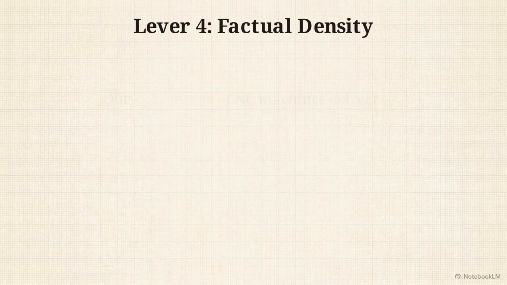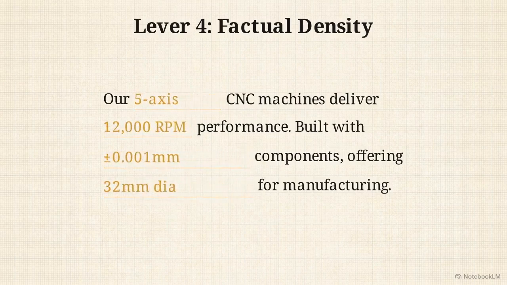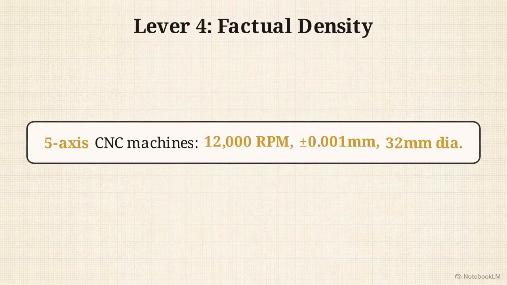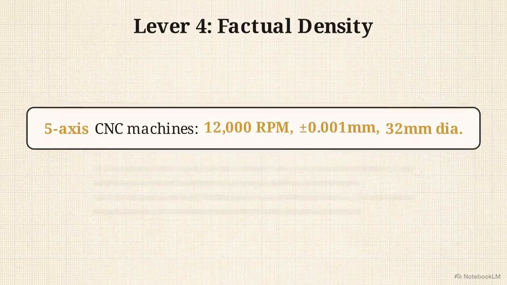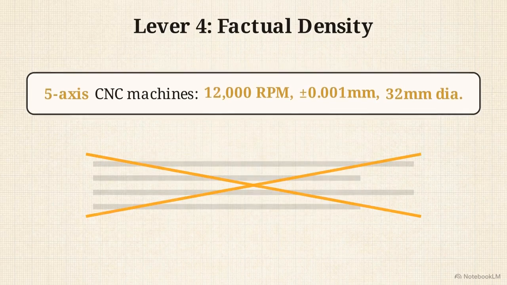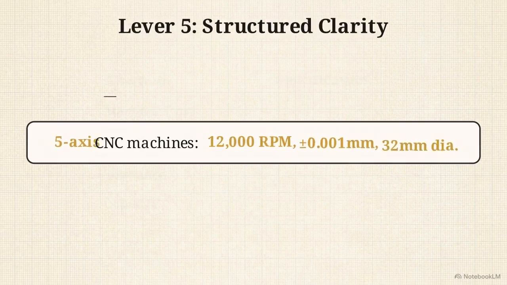Reliability also depends on factual density. By replacing vague adjectives with hard specifications, units, and measurable data, you provide the model with grounding facts that are difficult to hallucinate. A single sentence packed with technical specs provides an AI model with more usable information than paragraphs of generic marketing copy. This data is organized through structured clarity.